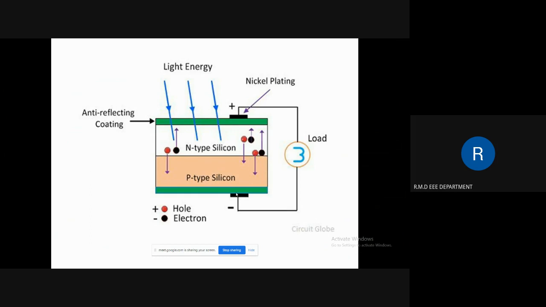The last layer, which is applied only to the illuminated side of the cell, is the anti-reflection coating. All semiconductors are naturally reflective, so the reflection loss would be significant here. The solution to this is to use several layers of anti-reflection coating to reduce the amount of solar radiation that is reflected off the surface of the cell.